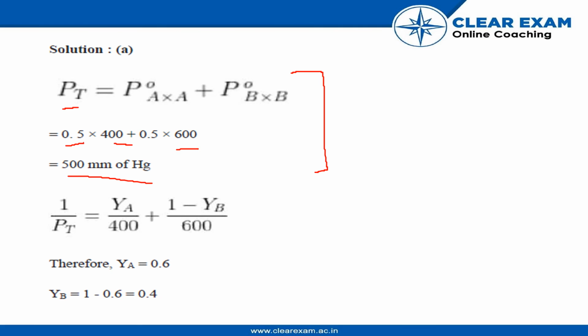And similarly for the vapor phase, this is the formula given. We just have to put in the values because we have PT and the other values in the question as well. So the values of mole fraction of A and mole fraction of B will come out like this. So that sums up our question.